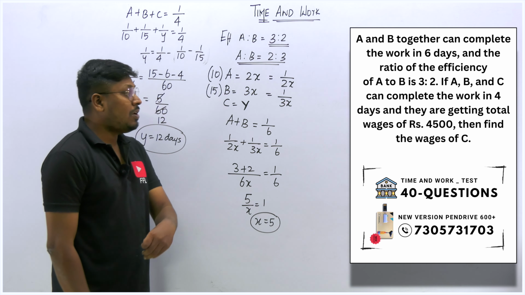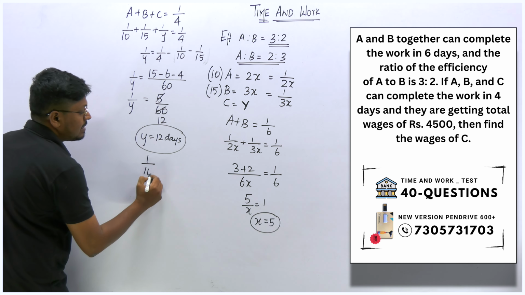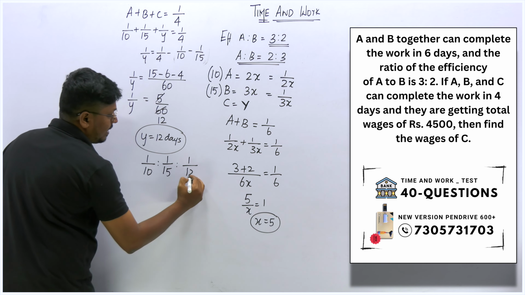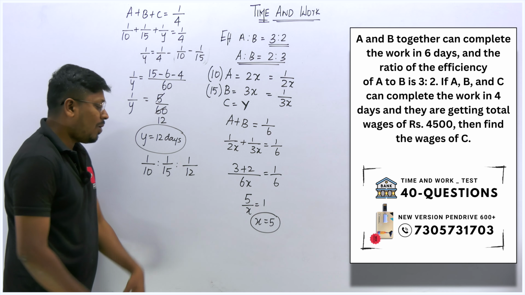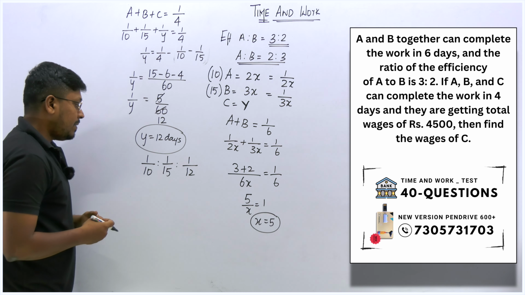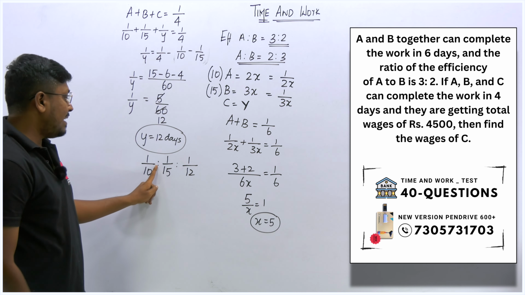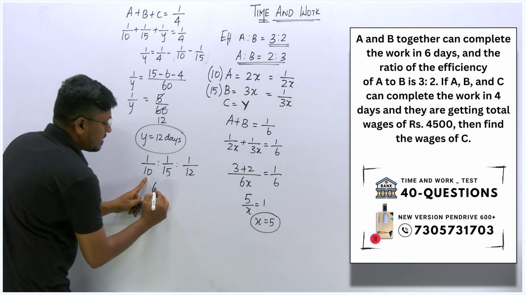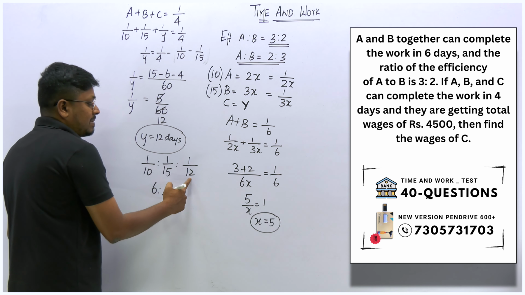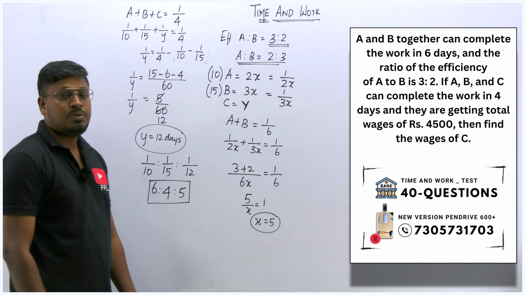So now we found all the 3 persons' values, right? So A alone, how many days does he take to complete a work? 10 days. What about B? B is 15 days. What about C? 12 days. So now we need to find the ratio value. Always the ratio should not be in terms of fractions. So we have to take the LCM as 60. So when you take LCM 60, this will be 6 times, this will be 4 times, and this will be 5 times. So finally, we got the ratio, that is 6 is to 4 is to 5.